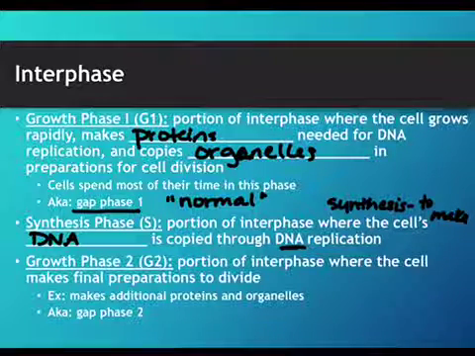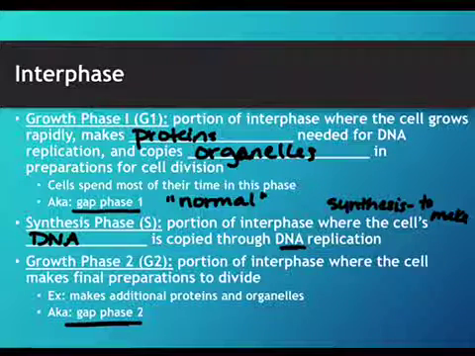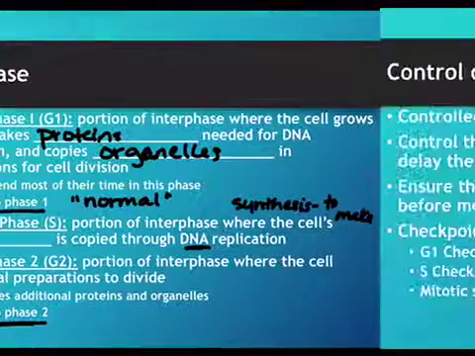After our S phase, we have growth phase, or also gap phase 2. This is the portion of interphase where the cell will make its final preparations before it divides. It's going to make additional proteins. It's going to replicate the last few organelles. It's really just making sure that the cell is ready to divide.